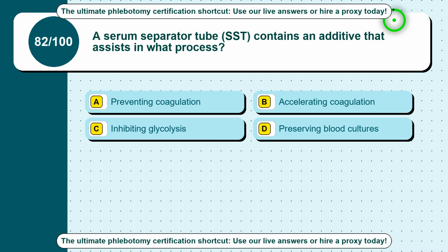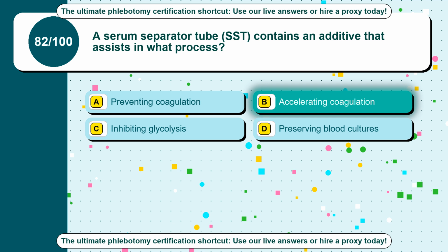Question 82. A serum separator tube, SST, contains an additive that assists in what process? Option A, preventing coagulation. Option B, accelerating coagulation. Option C, inhibiting glycolysis. Option D, preserving blood cultures. The correct answer is option B, accelerating coagulation.